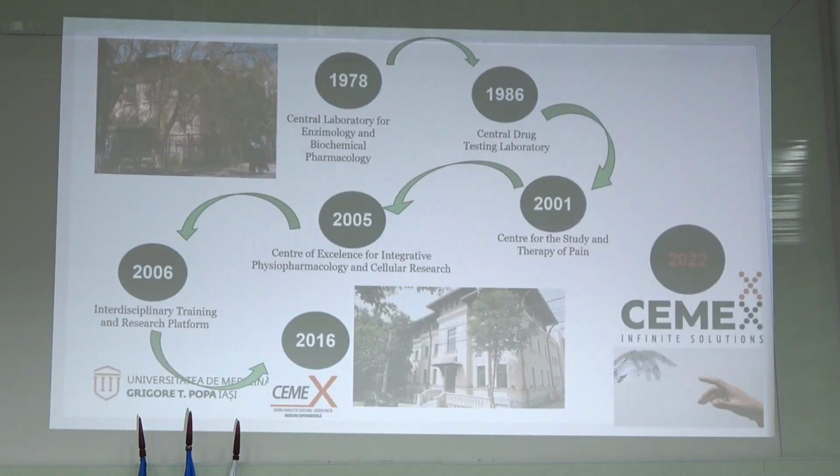And then that leads me to the CEMEX experience. CEMEX is a lab that was founded roughly 40 years ago. Initially, it was a laboratory for enzymology. Then we went through various development phases. In 2001, we established the Center for Therapy of Pain, studying therapy of pain. In 2016, we relaunched and completely reopened the lab. And this is us in 2022, even with a new logo.